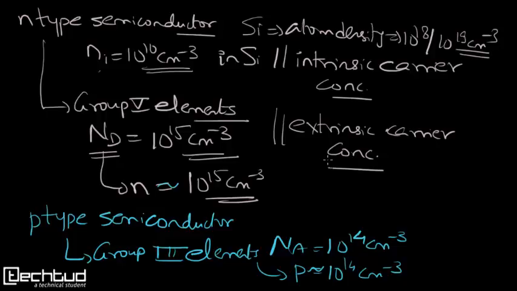In the next module, we will be talking on the Fermi level diagram and how the electrons distribute in the energy states.